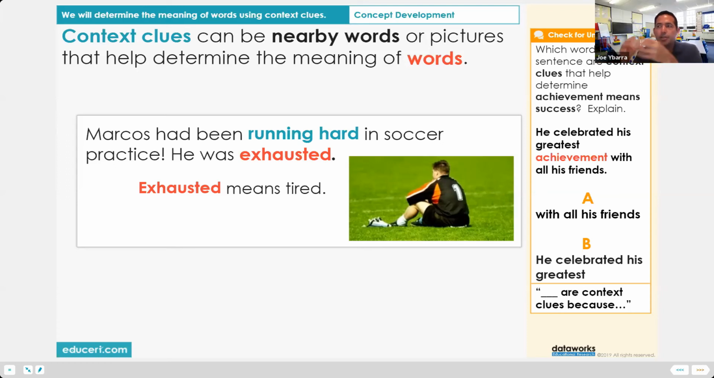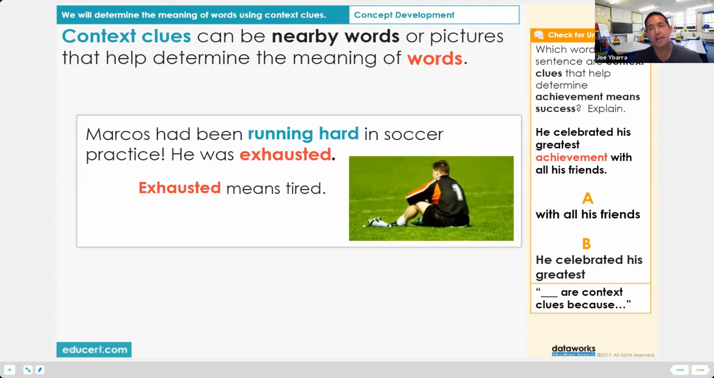And what I'm always doing is echoing or elaborating on my student's answer, for Nina's sake. When you celebrate something great, that's something you've done really, really well. Like if you celebrate an A+ on your test, that must be something you did successfully. Achievement must mean success. Jennifer, I also see that she put B as an example of context clues.